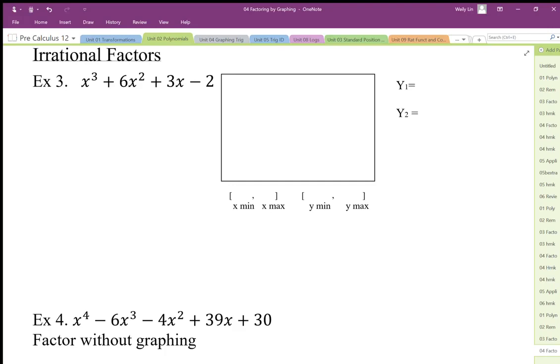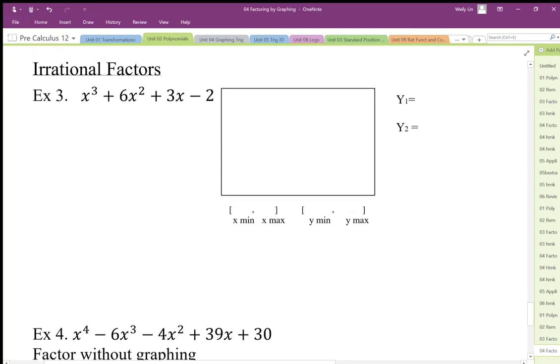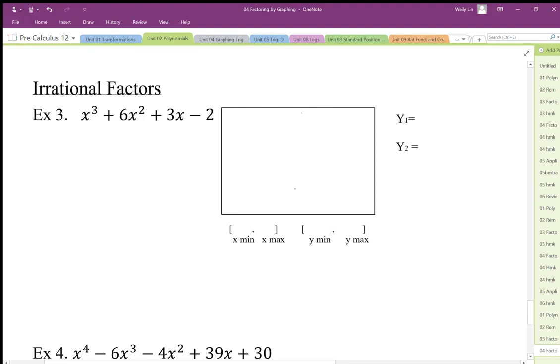So what about irrational factors? Well, irrational factors I can't actually put into factors because they're not whole numbers or fractions I can put into ax plus b. So what happens when I have that? So here's my graph, x cubed plus 6x squared plus 3x minus 2. When I sketch this graph, it's going to look like this.